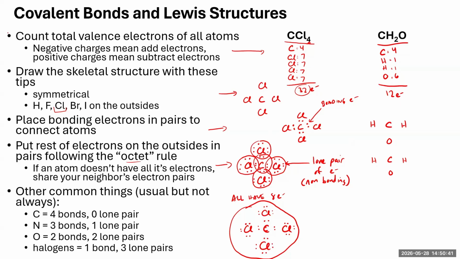All right. So let's see. This is step 1, 2, 3, 4, 5, right? So now we're on step 3. Place bonding electrons in pairs. 1, 2, 3, 4, 5, 6. All right. Next step. Place the rest of the electrons outside in pairs following the octet rule. Well, hydrogen follows the duet rule. It can only hold 2 electrons because it's on the first row of the periodic table.